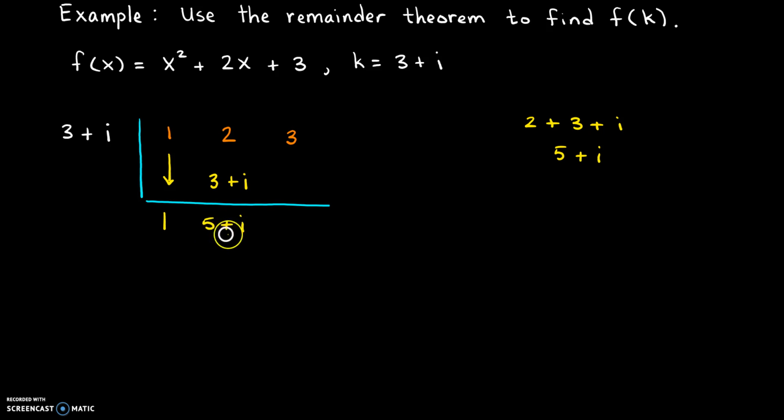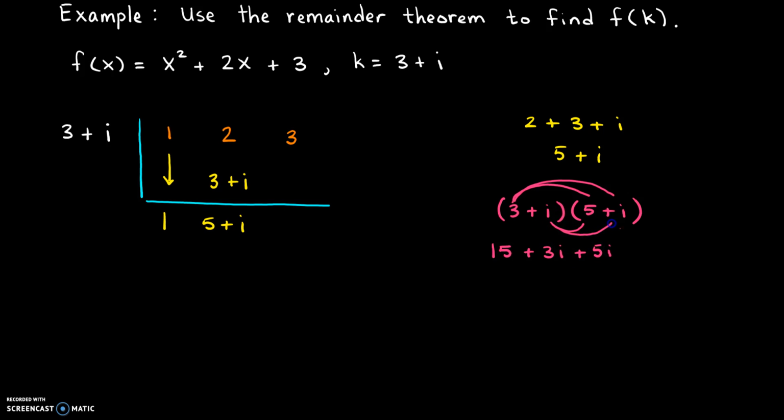Now I'm going to have 5 plus i times 3 plus i. We can do that work off to the side, so I need to multiply 3 plus i times 5 plus i, and we're just going to distribute this out. So 3 times 5 is 15, 3 times i is 3i, i times 5 is 5i, and then i times i is i squared.